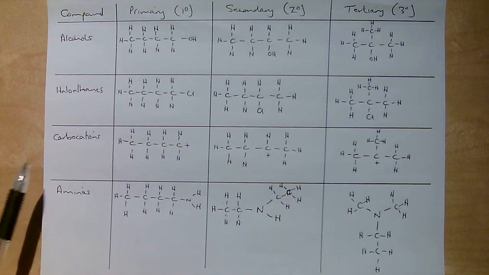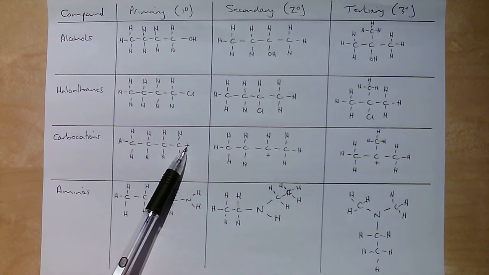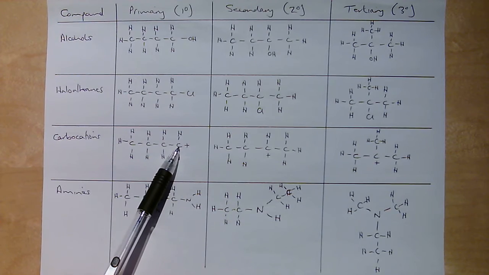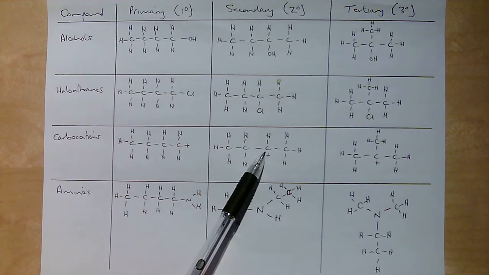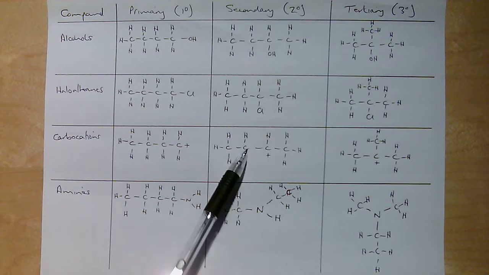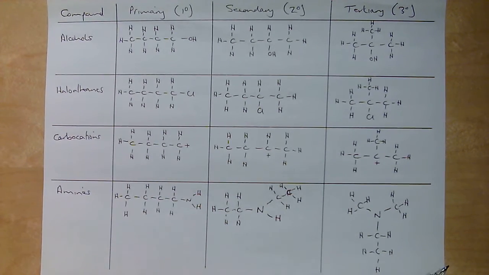For my carbocations, there's my positive charge there on that carbon. For my primary carbocations, that carbon is attached to one other carbon. This carbon here that's got the positive on it is attached to two other carbons. This carbon here for my tertiary carbocations is attached to three other carbons.